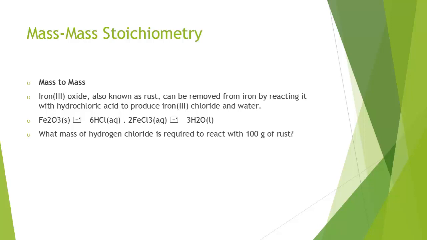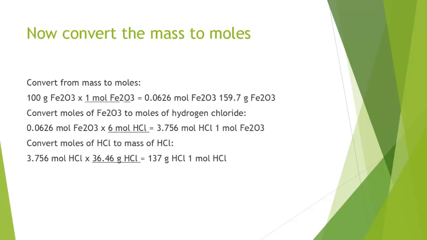And then you ask what mass of hydrogen chloride is required to react with 100 grams of rust. So what you need to do is convert the mass to moles. So you're going to have 100 grams of Fe2O3, multiplied by 1 mole over its molar mass, which gives you that many moles of Fe2O3.